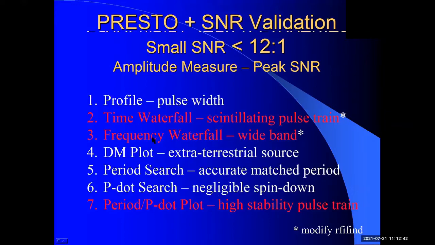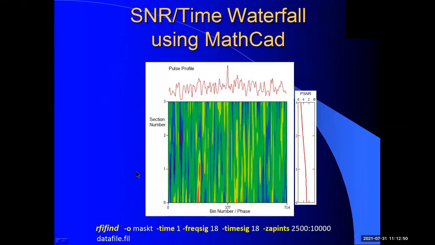But we haven't done the time waterfall and the frequency waterfall, but we can do these within prepfold. But then the work gets much, much harder, because what you can use is RFind to block off parts of the data so that you can, in this case, I've sectioned it into 4 parts, 1, 2, 3, 4. And so you have to generate a new mask file for each of those sections and then do the run again.